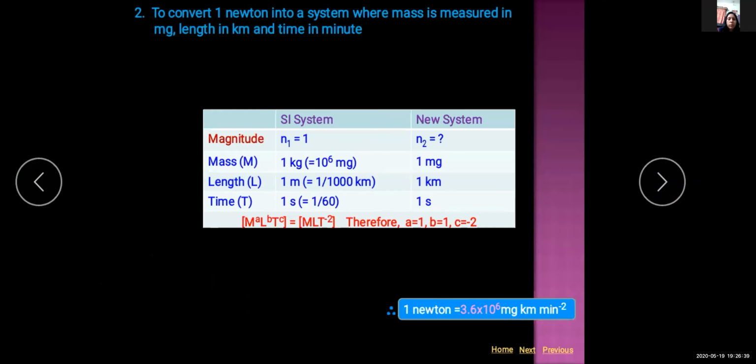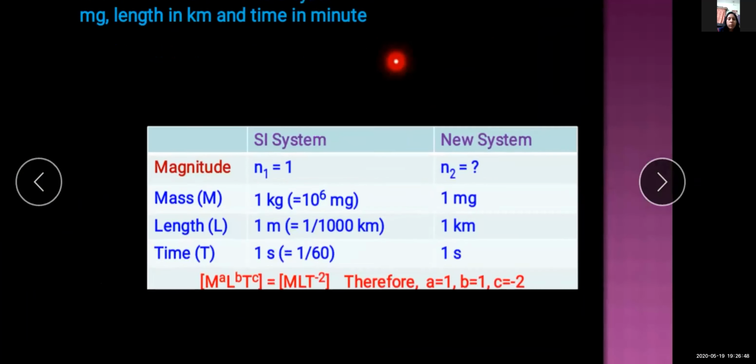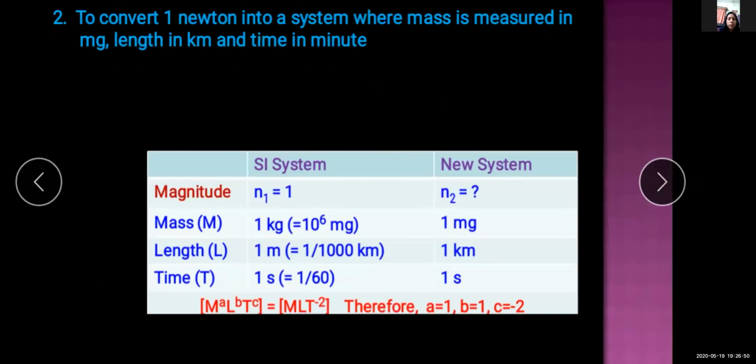Now convert 1 Newton into a system where mass is measured in milligram, length in kilometer, and time measured in minute. The question is to convert 1 Newton into a system. We have to convert 1 Newton. Newton is the unit of force. We have to convert 1 Newton force into a system where mass is measured in milligram, and length is measured in kilometer, and time is measured in minute.